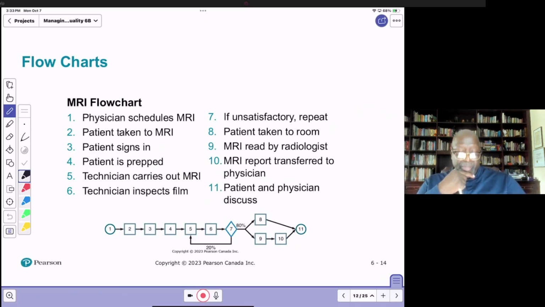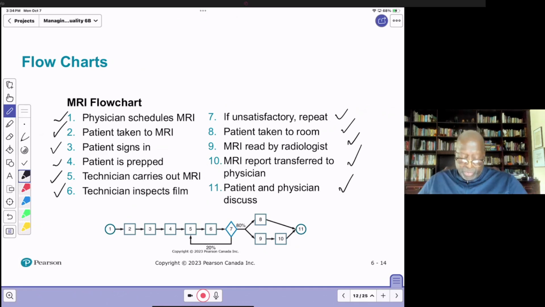Flowcharts, as we already said, basically map a process for us, and they're quite useful. Here's an example of an MRI flowchart. Physician schedules MRI, patient taken to MRI, patient signs in, patient is prepped, technician carries out the MRI, inspects the film. If unsatisfactory, repeat. Patient is then taken to the room. MRI is read by the radiologist. MRI report transferred to the physician. Patient and physician discuss. So you see the various steps there, and this is what the flowchart looks like.